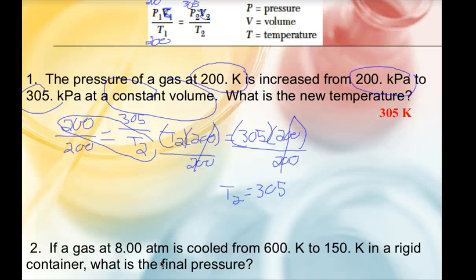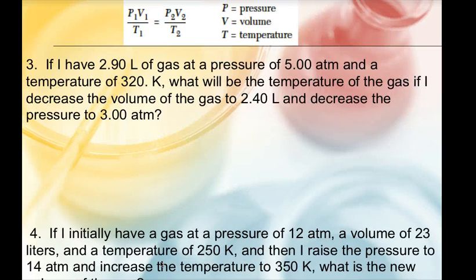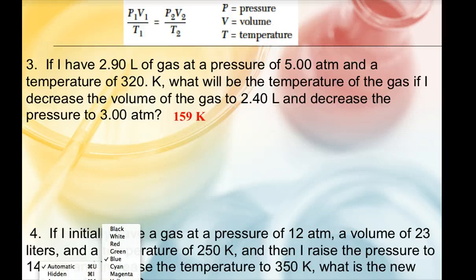You have P1, which is 8. You have T1, which is 600. You have T2, which is 150. So now what you're looking for is P2. It turns out to be 2 atmospheres. And again, if you can't get 2, we can go over it in class. It's not a problem. All right, now this is one where you see that nothing is constant. So we're going to go through this, and I'm going to show you how to determine which are the P's and the V's and the T's.